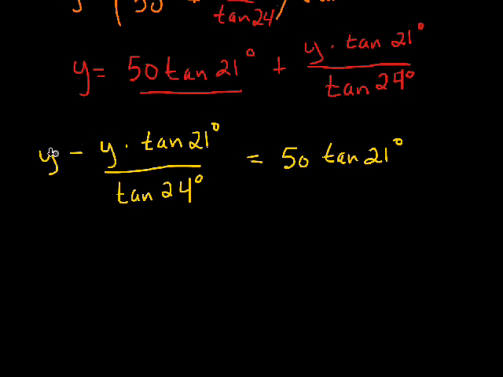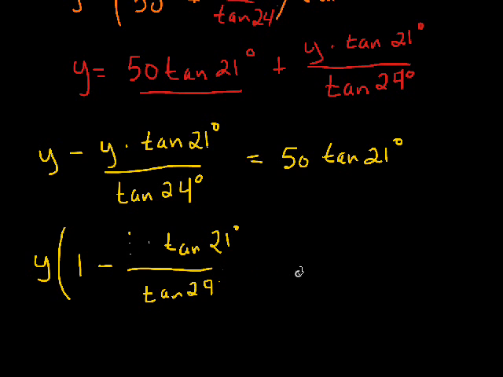This is where you see that they can cancel out now, because you have two sets of y's here and you have a minus sign in the middle. That means you could undo the distribution. You can factor out the y. So this y comes out. 1 is left on that side minus, there's an invisible 1, you don't have to write it down, where the y left, times tangent 21 degrees on top over tangent 24 degrees on the bottom equals 50 tangent 21 degrees.